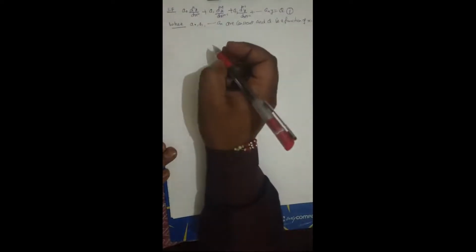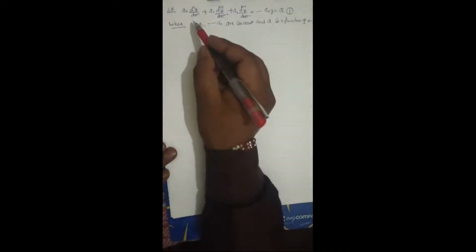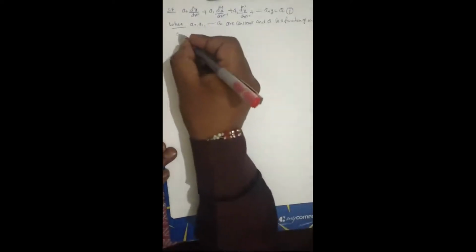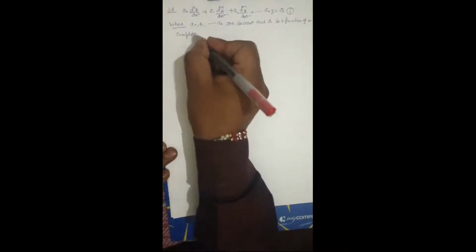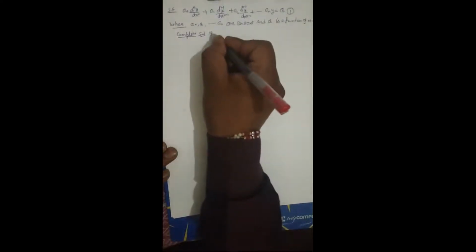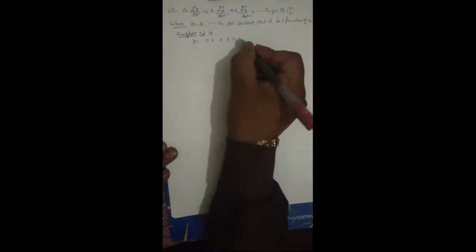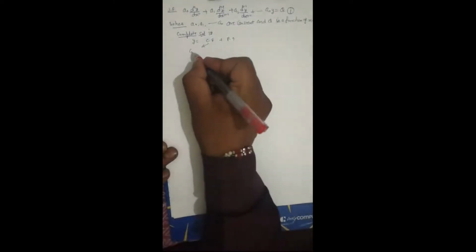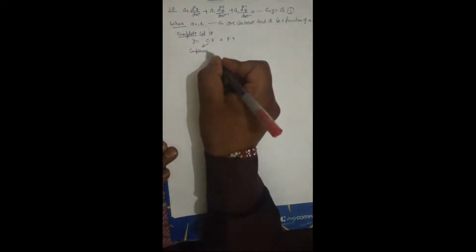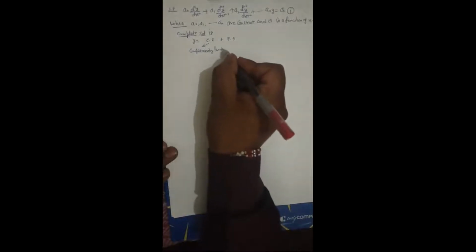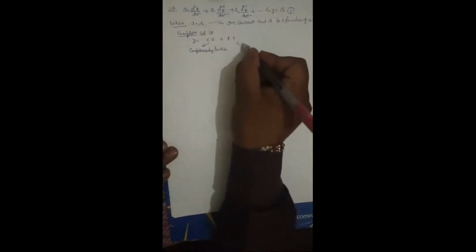Then the complete solution of a linear equation with constant coefficients can be written as y equal to CF plus PI. CF is the complementary function and PI is the particular integral. This is equation number 2.